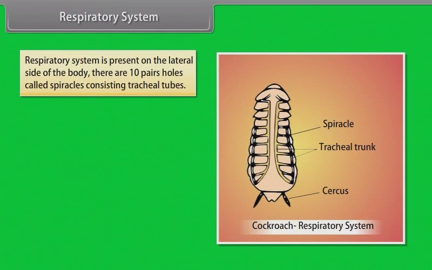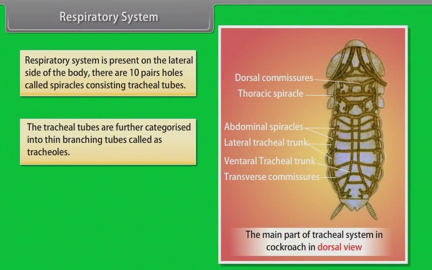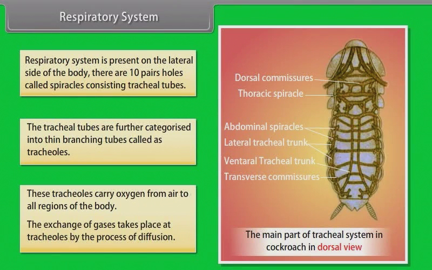Respiratory system. The respiratory system is present on the lateral side of the body. There are 10 pairs of holes called spiracles, which open into tracheal tubes. The tracheal tubes are further divided into thin branching tubes called tracheoles. These tracheoles carry oxygen from the air to all regions of the body. The exchange of gases takes place at the tracheoles by the process of diffusion.